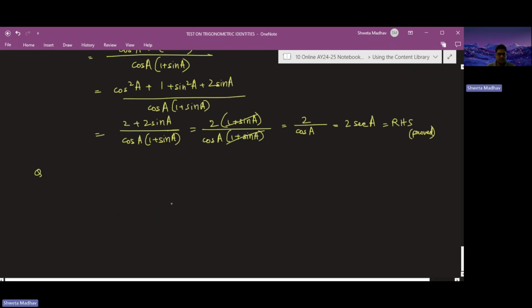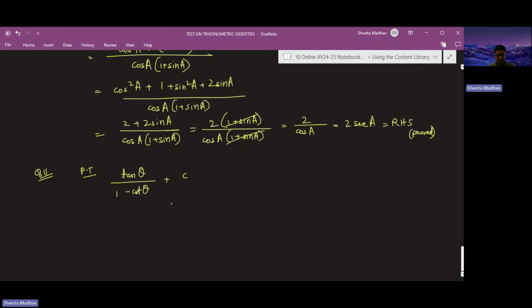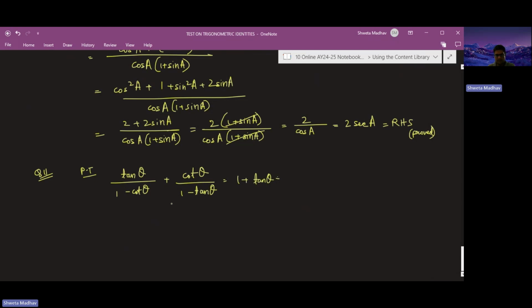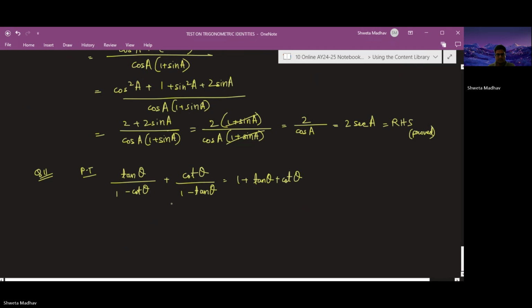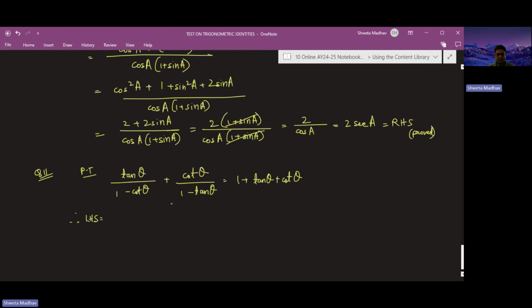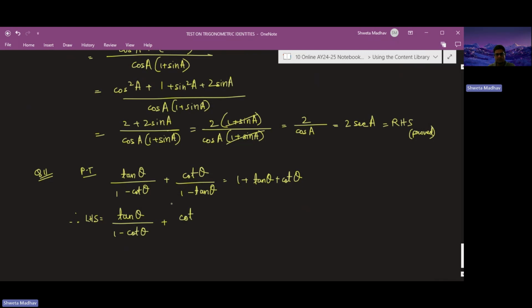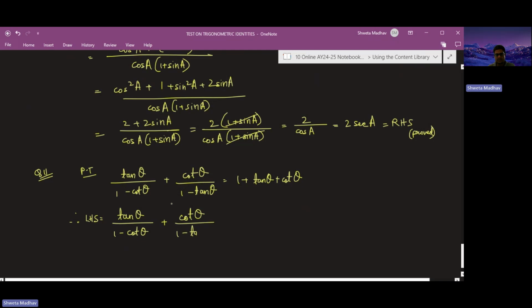Then in question number 11, it is told to prove that tan theta by 1 minus cot theta plus cot theta by 1 minus tan theta is equal to 1 plus tan theta plus cot theta. So, starting from the left hand side, the left hand side will be tan theta by 1 minus cot theta plus cot theta divided by 1 minus tan theta.